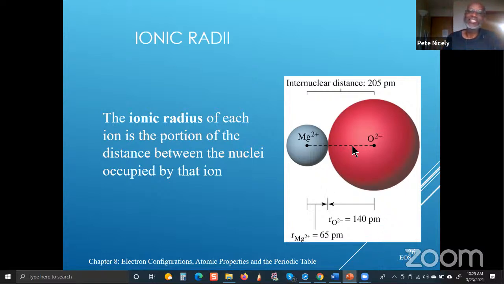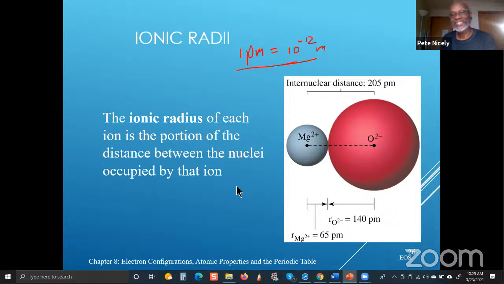So in the case of magnesium oxide, which is shown here, scientists have their instruments that are used to measure these things. And you'll see that the magnesium ion has a radius of about 65 picometers, and the radius of the oxide ion is 140 picometers. And just to remind you what a picometer is, 1 picometer is equal to 10 to the minus 12 meters, all right? So that gives you an idea as to the relationship between the picometer and the meter unit, all right?